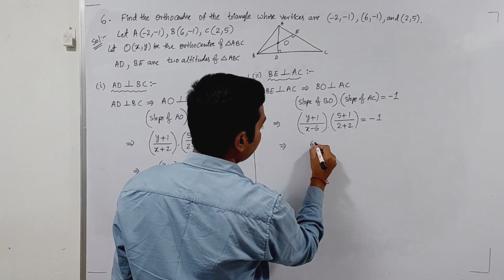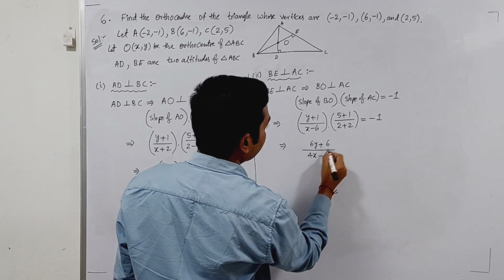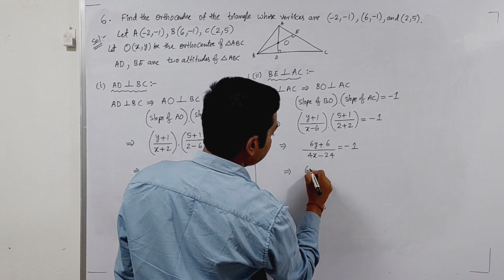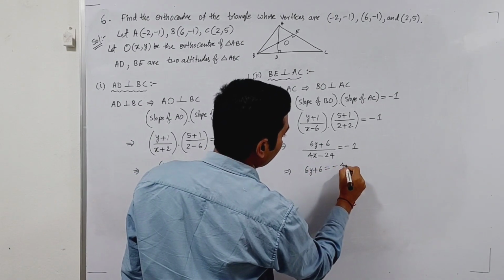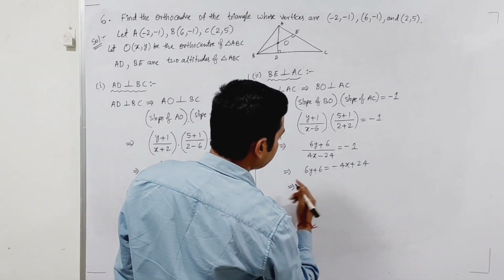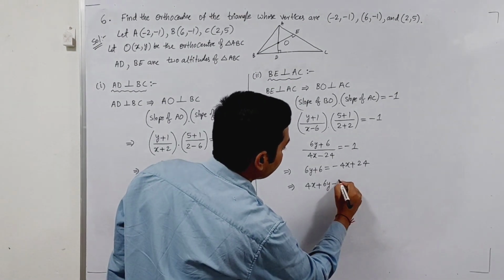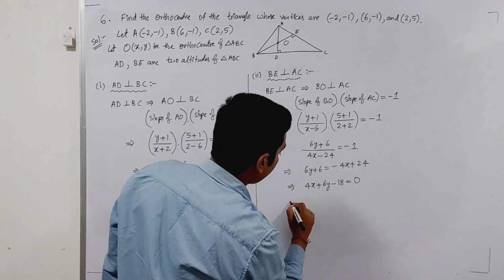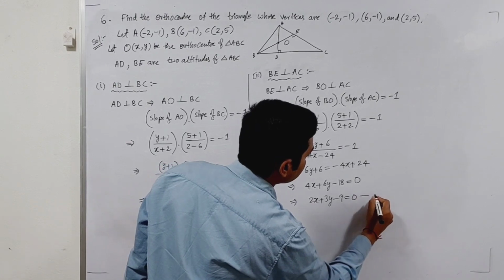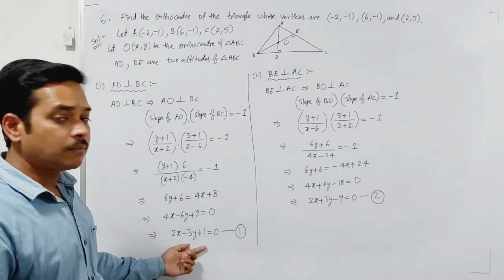6 into y, 6y plus 6 into 1, 6 by 4 into x, 4x minus 4 into 6, 24, is equal to how much? Minus 1. From this, 6y plus 6 is equal to minus 4x minus of minus plus 24. That implies send all right hand to left side: 4x plus 6y minus 18 equal to 0. Now take 2 common: 2x plus 3y minus 9 is equal to 0. This is equation 2. This is the equation in terms of x and y.